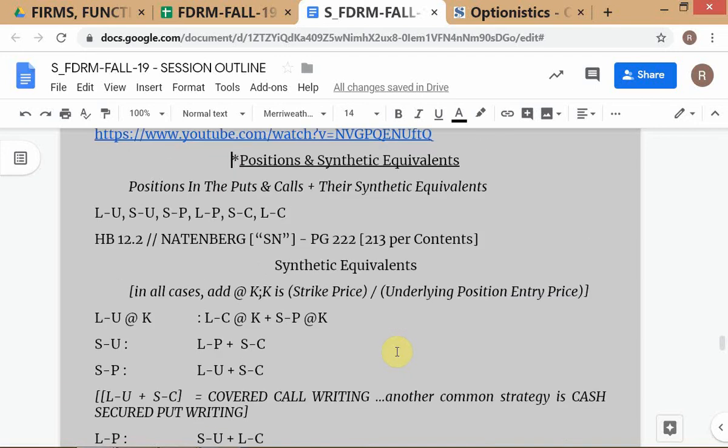Now we are going to consider positions. First let's be clear about how many positions. We actually have 6 positions because we are talking about positions in both options and the underlying. So how many types of options positions do we have? 4. And how many types of underlying asset positions do we have? 2. So we combine all together, that means we have 6 types of positions.